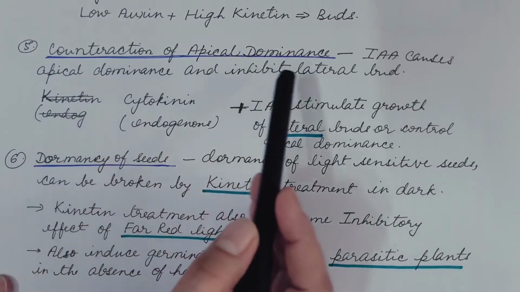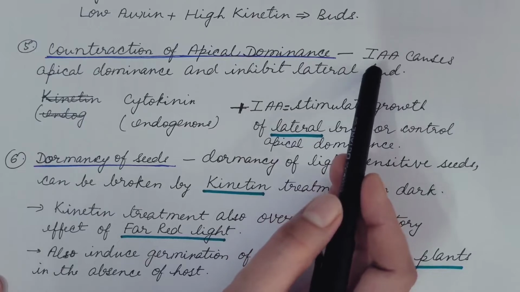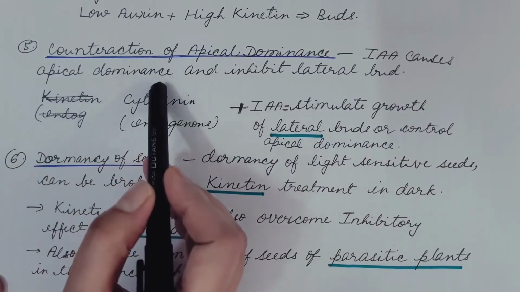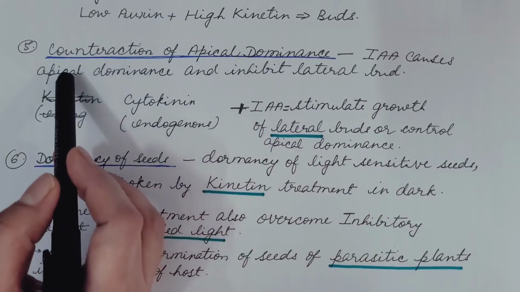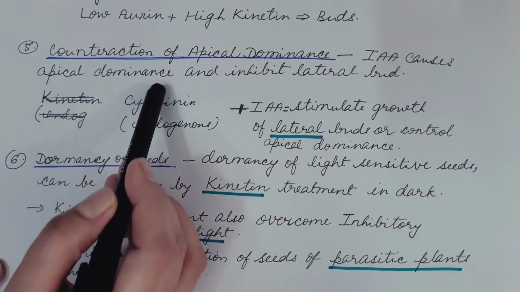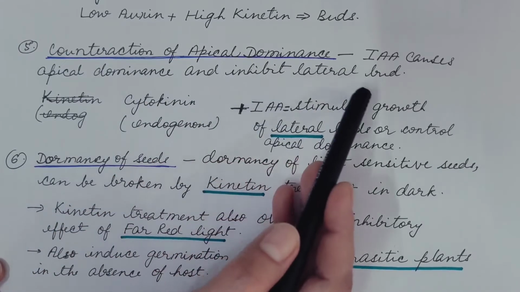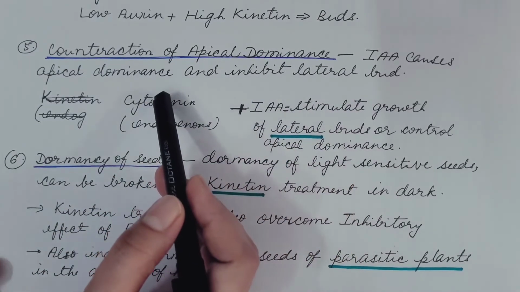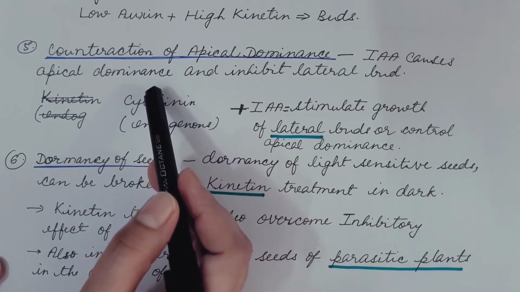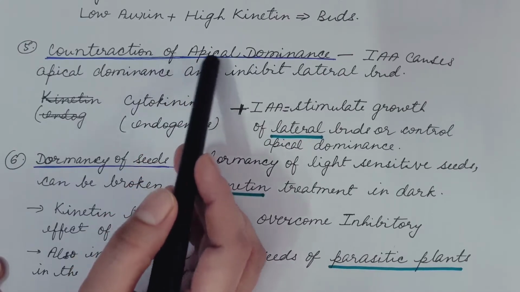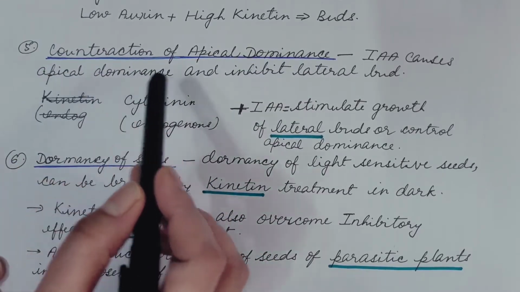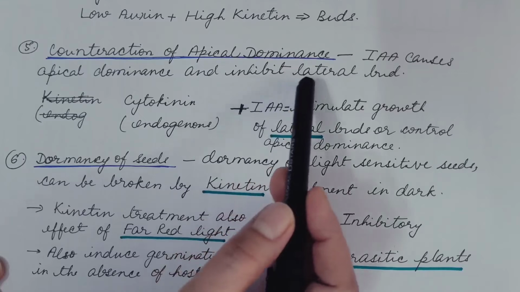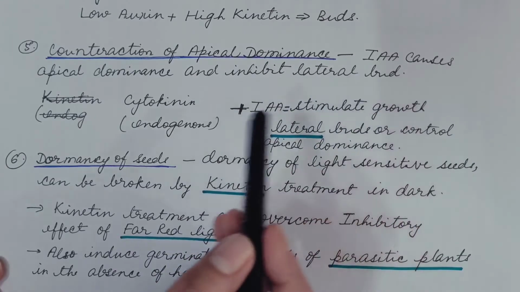Fifth is counteraction of apical dominance. We have already seen that auxin causes apical dominance and inhibits lateral bud. So in the culture, if auxin is added, then it results in apical dominance. That is, causes the growth of apical bud but inhibits lateral bud. And if the kinetin is added, then it counteracts the apical dominance. That is, it inhibits the growth of apical bud and allows the growth of lateral bud.